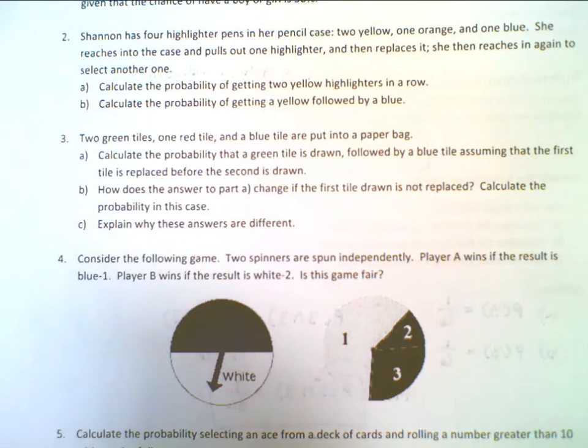It changes if we take the object out and don't replace it. Then they're dependent events, because the next probability depended on the previous probability. Okay, it depended on what you selected the first time. So right now we're just doing the independent. In the next question, question number 3, it says calculate the probability that a green tile is drawn, and if you replace it and draw again. And then it says, how might it change if you didn't replace the first tile? So you select it, and then make the selection again. So it's a little bit different. Explain why these answers are different.